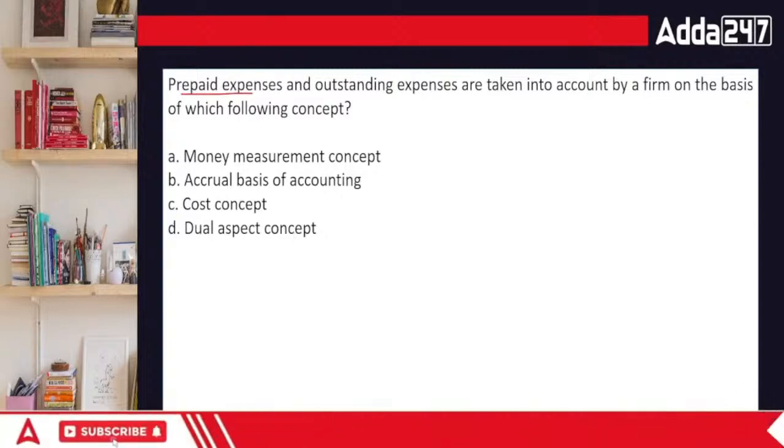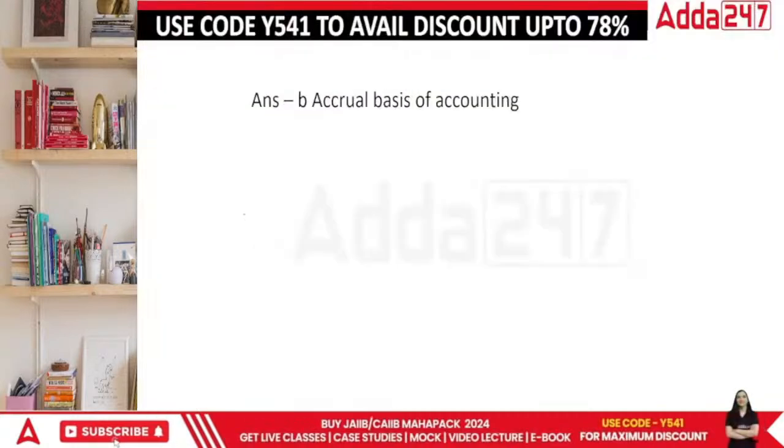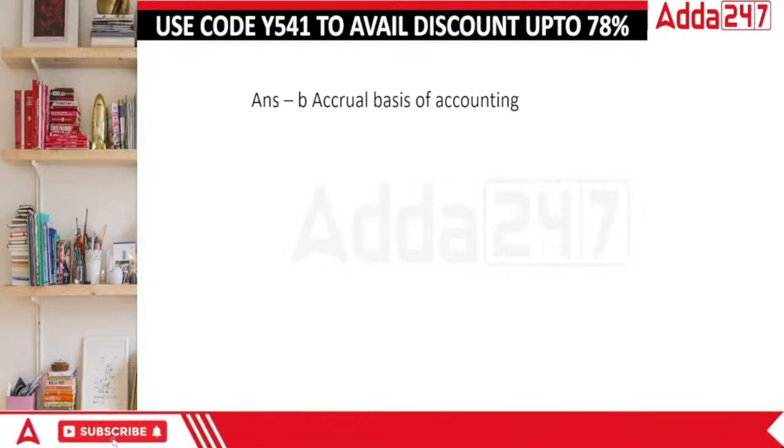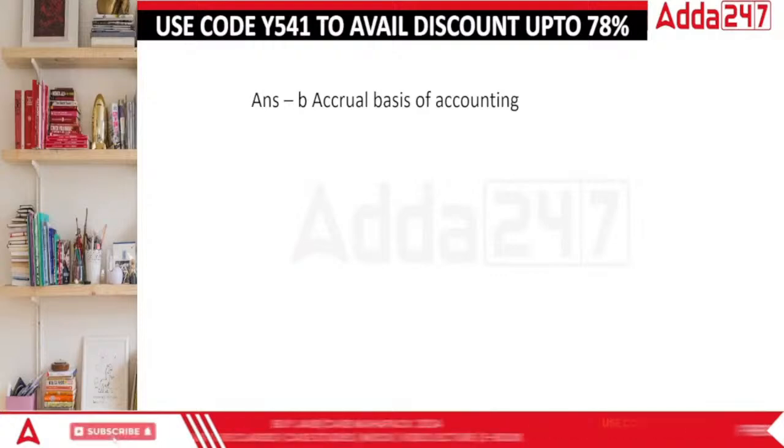So, in this case, when we are using this method, money, accrual, cost, or dual, in this case, that is accrual basis of accounting, which says even if you haven't received the money, it doesn't matter. You will record it in the books of accounts. Then everyone?